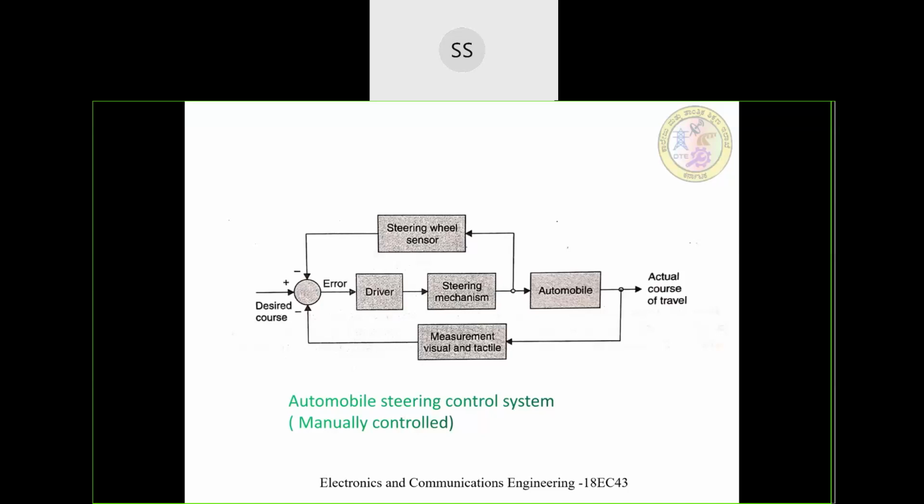Every operation is done through manual changing of the control mechanism here. That's why this is taken as an example of a manually controlled automobile steering system. But anyway, this is also an example of a feedback system where the feedback is obtained from visual measurements as well as the steering wheel sensors.